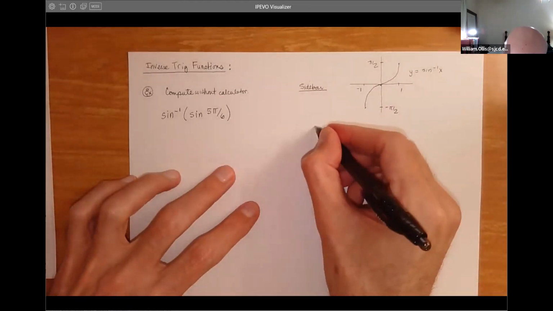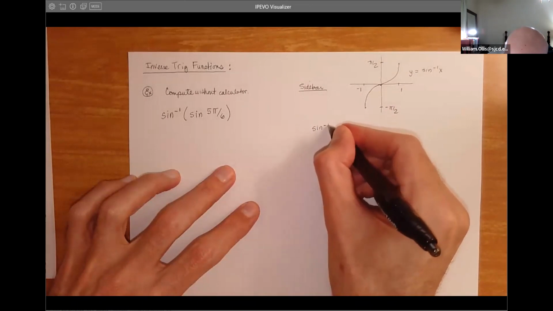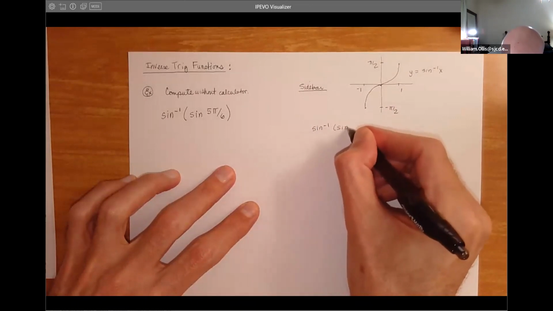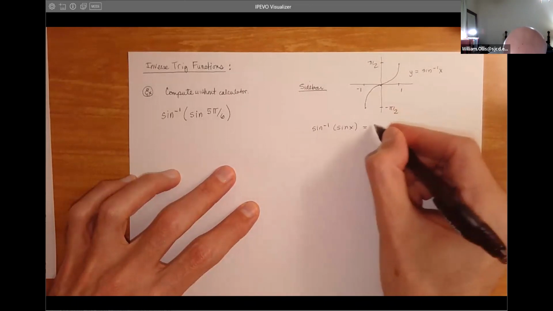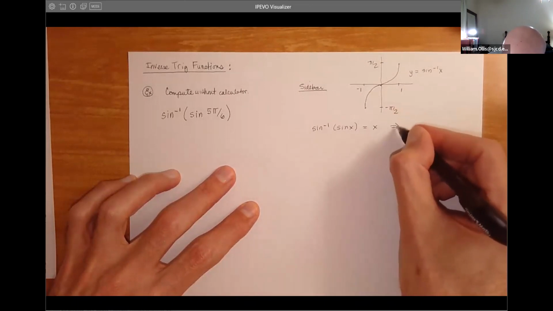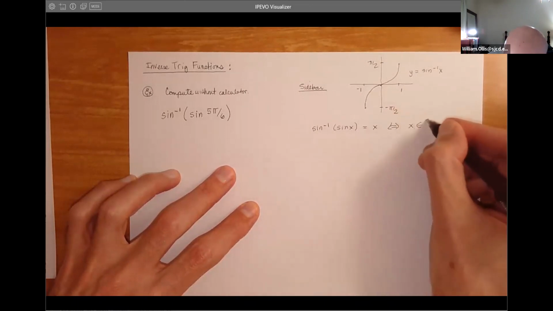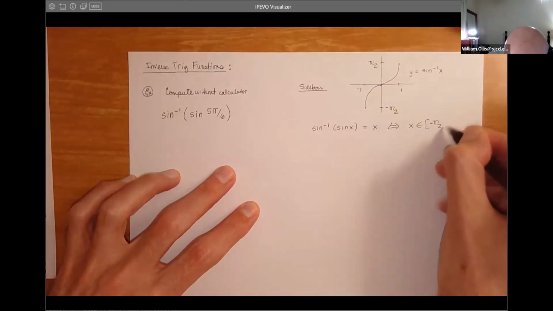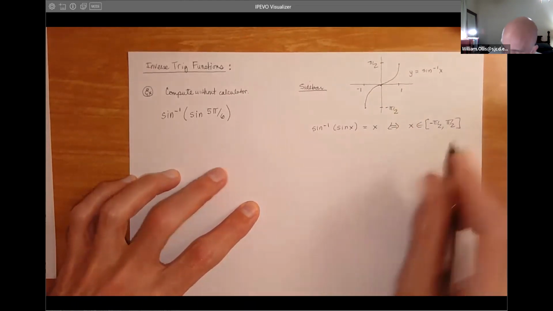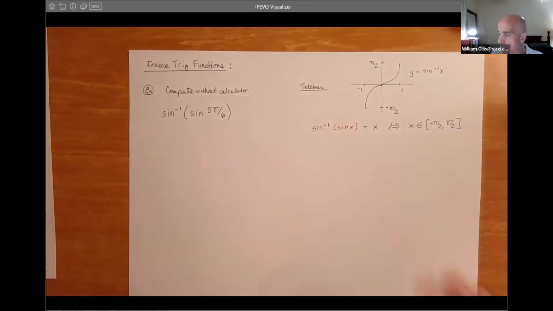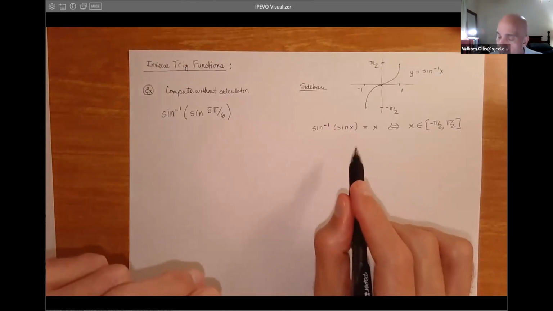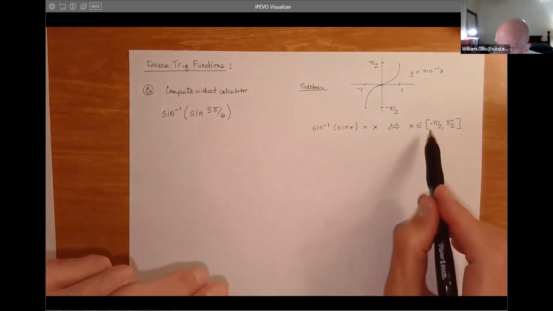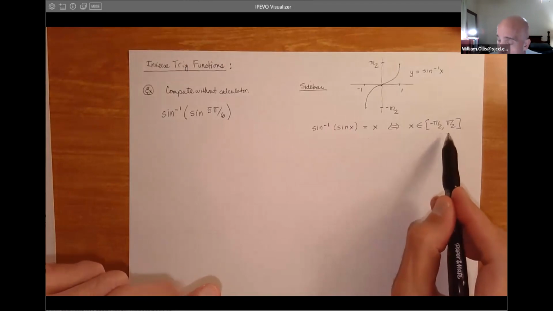Then we know that sine inverse of sine x equals x if and only if x lives where? Between negative pi over 2 and pi over 2. That's the premise behind the definition of the inverse sine function. So if we want our computation to collapse, then we have to make sure x lives where it needs to live.